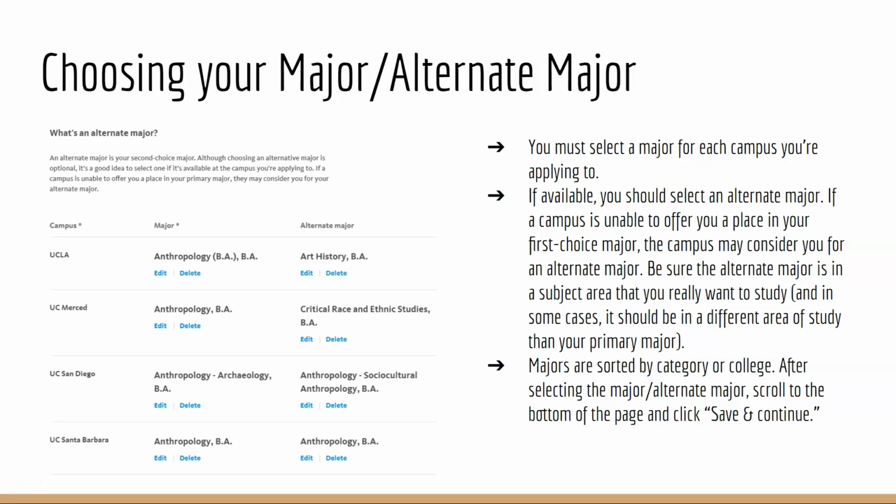The next screen is where you choose which majors you'd like to apply to at each of the campuses you've selected. Majors are sorted by category or college within the university. Note that some campuses ask you to also choose an alternate major. If this is the case, we recommend that the alternate major is also something that you really want to study and that it be in a different area of study than your primary major.